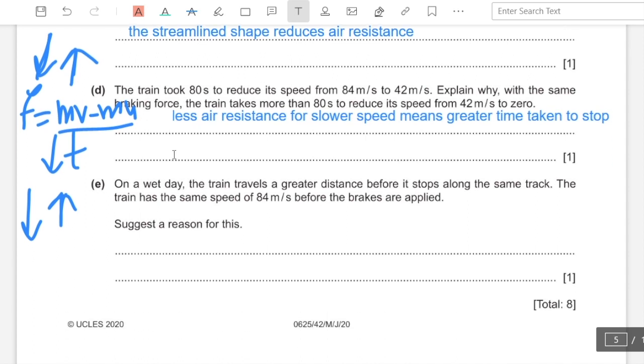E. At A, the train travels a greater distance before it stops along the same track. The train has the same speed of 84 meters per second before the brakes are applied. Suggest a reason for this. So water over here reduces the friction.